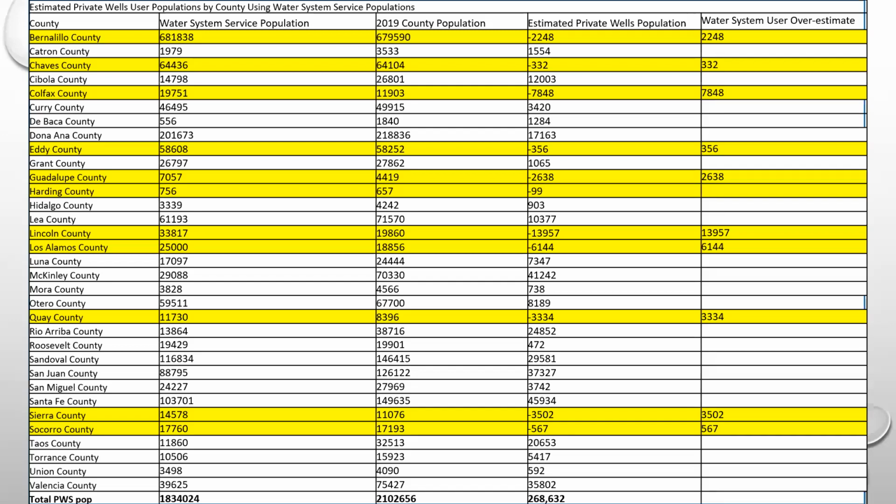So this table, I know, is probably hard to read. Really just wanted to point out the counties highlighted in yellow. These are all the counties where the water system service population was greater than the county population. So you can see there's a lot of yellow counties here.